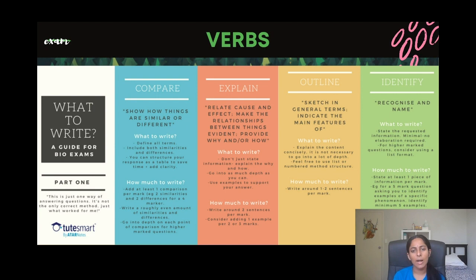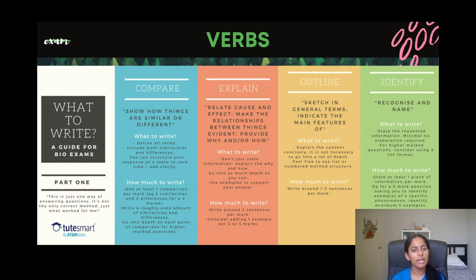Explain is a bit trickier because explain pretty much means relate cause and effect. I'm just trying to think if there's an explain question that I can give. Maybe if they ask you, explain how the rough endoplasmic reticulum works with the Golgi apparatus. You say that the rough endoplasmic reticulum has ribosomes. Ribosomes help to create proteins. And then these proteins are transferred to the Golgi apparatus so that it packages these proteins in a suitable shape to be utilized by the cell. So that's how you explain things. You're pretty much linking things together.